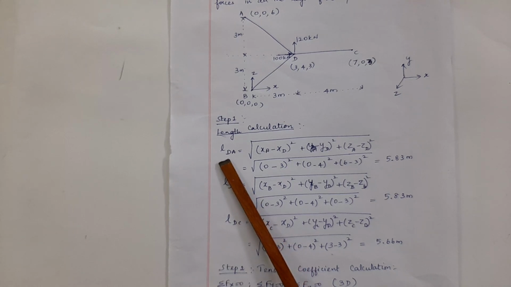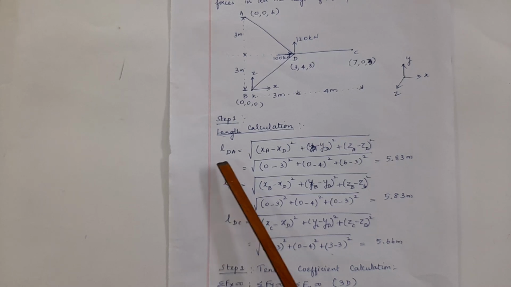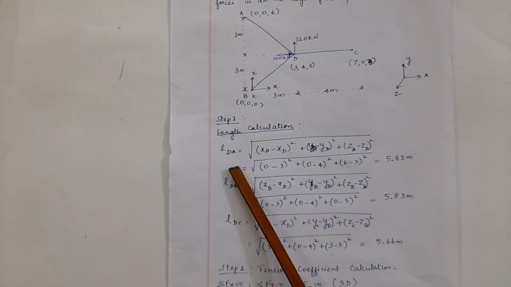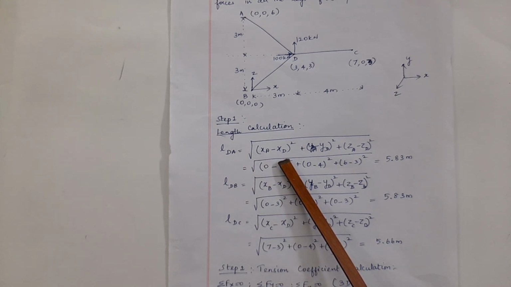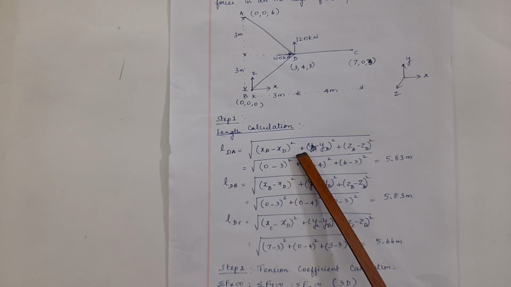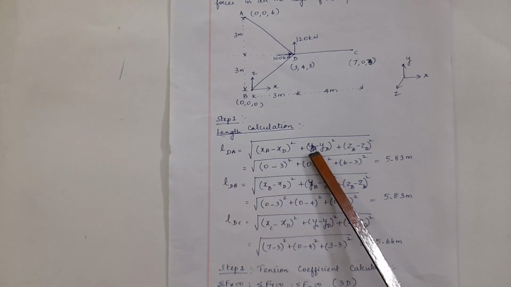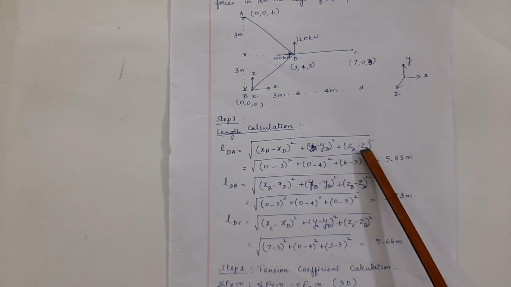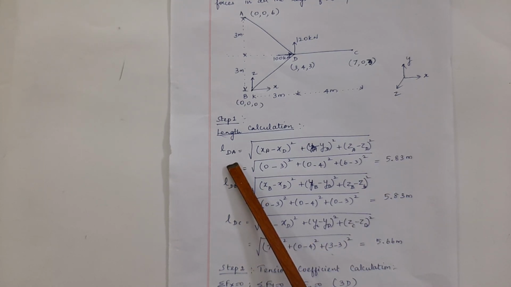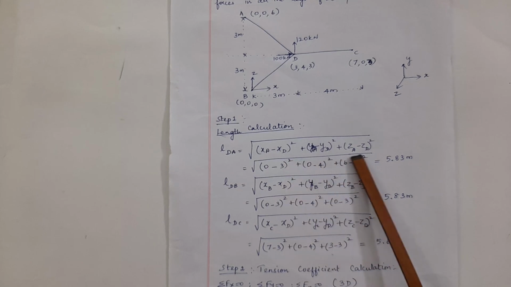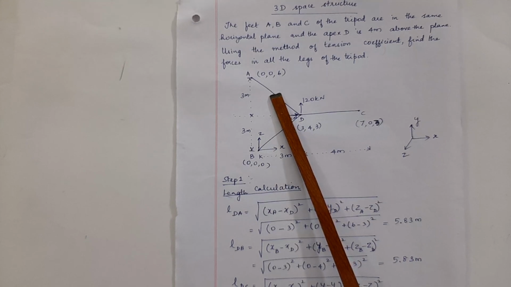Now coming here, if the length of DA has to be determined, D is my near end and A is my far end. So I can write x coordinate of far end minus x coordinate of near end the whole square plus y coordinate of the far end minus y coordinate of the near end the whole square plus z coordinate of the far end minus z coordinate of near end the whole square. So near end is D, far end is A. All these coordinates are directly seen from this coordinate calculation and I have substituted.